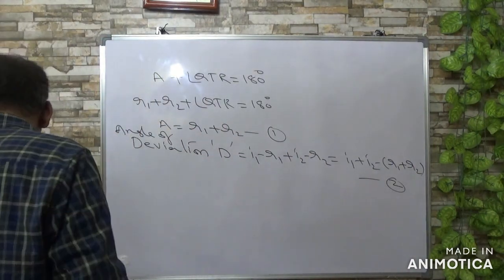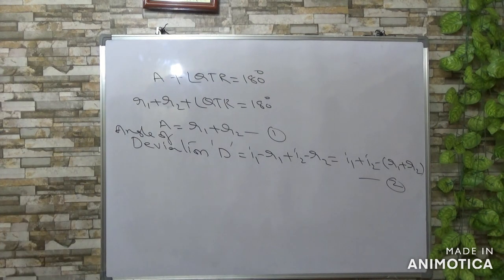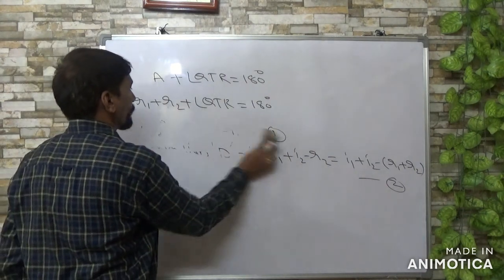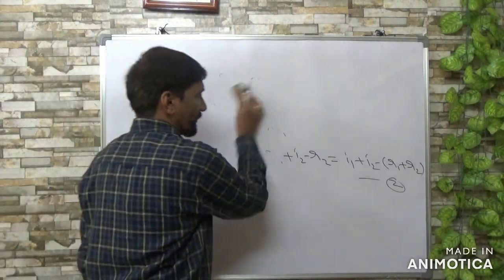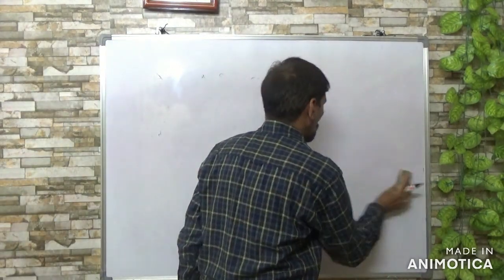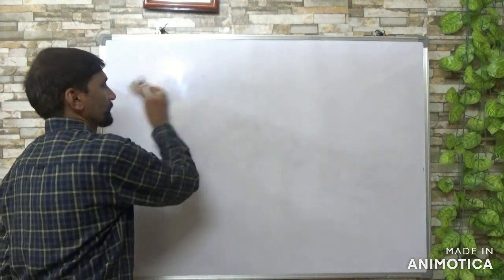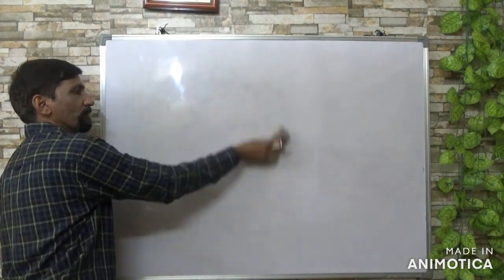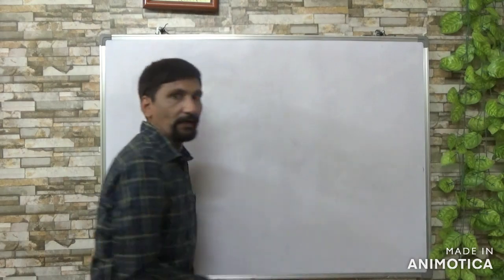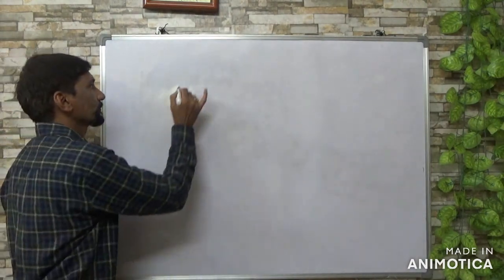Now suppose you are given a problem. The problem is there is one equilateral prism. So what is your problem? You are given an equilateral prism.